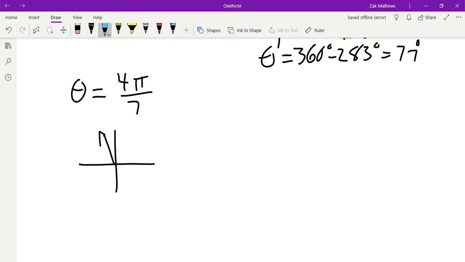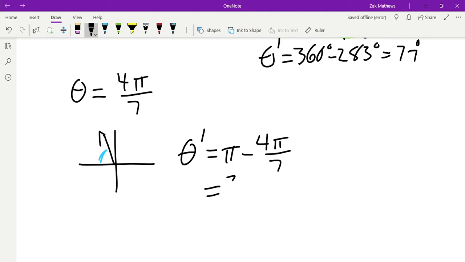So I'm looking for this angle right here, the closest x-axis. If I want my reference angle theta prime, I can see that I'm almost going all the way around to pi, but I've come up short of that. So how much short did we come up? I'm going to take the pi, subtract off 4 pi over 7, and my common denominator, of course, would be 7. 7 pi over 7 minus 4 pi over 7 would be 3 pi over 7.